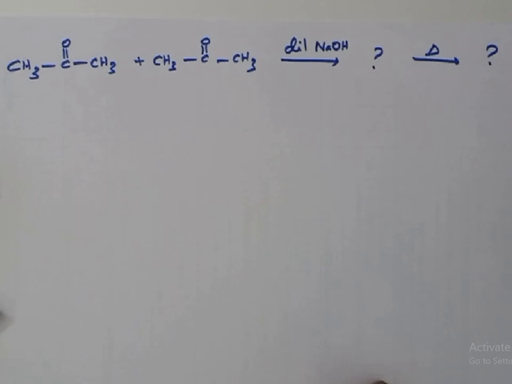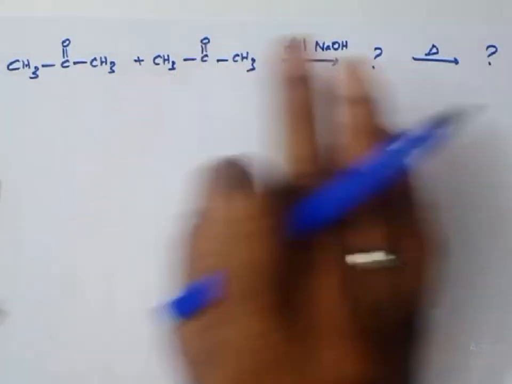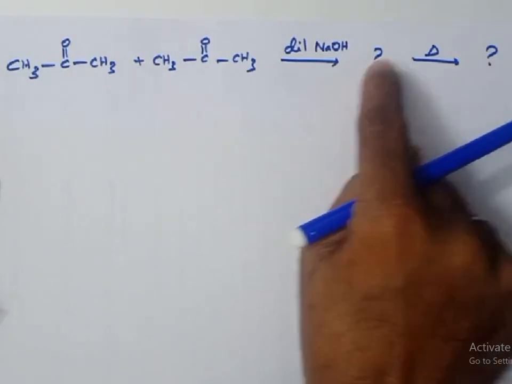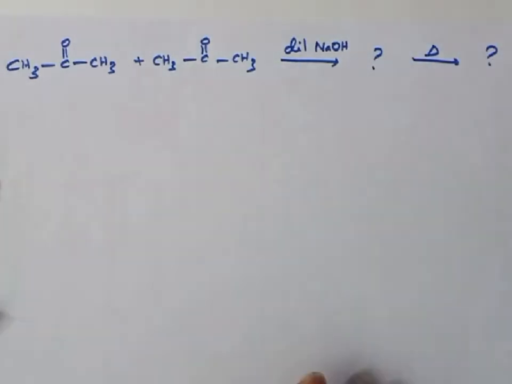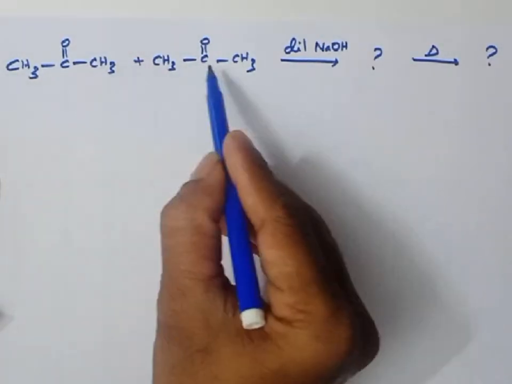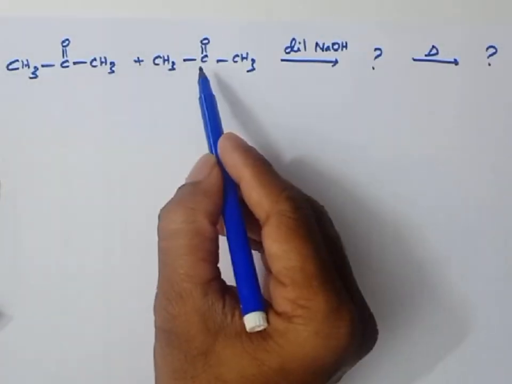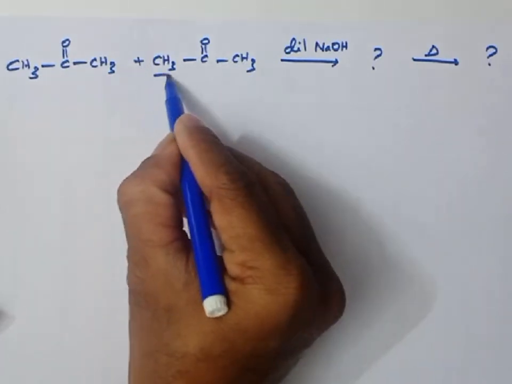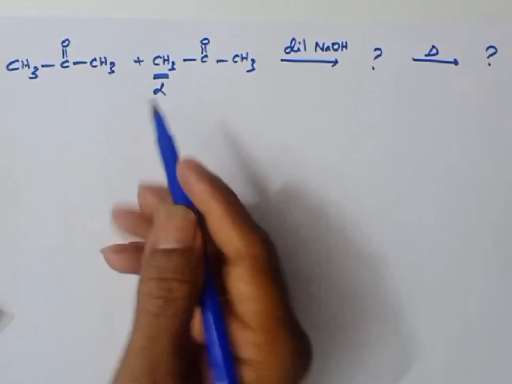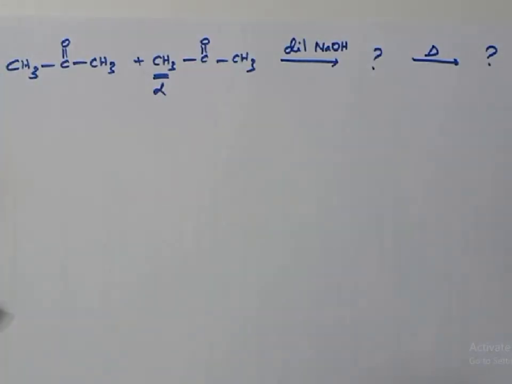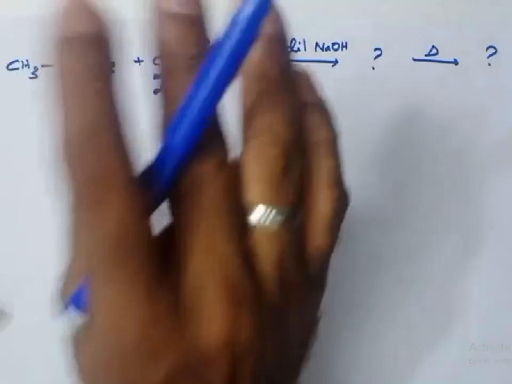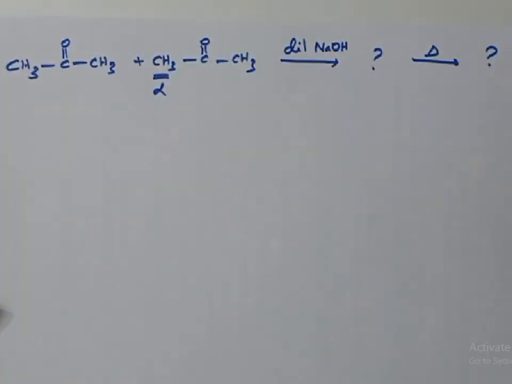Now I'm not going to write the mechanism. I'm going to give you the product. How to identify this Aldol product and Aldol condensation product? Very simple. In this case, the two compounds are the same, right? And we have alpha hydrogen. Therefore, definitely this compound undergoes Aldol reaction. And since the two compounds are the same, it is a simple Aldol condensation.